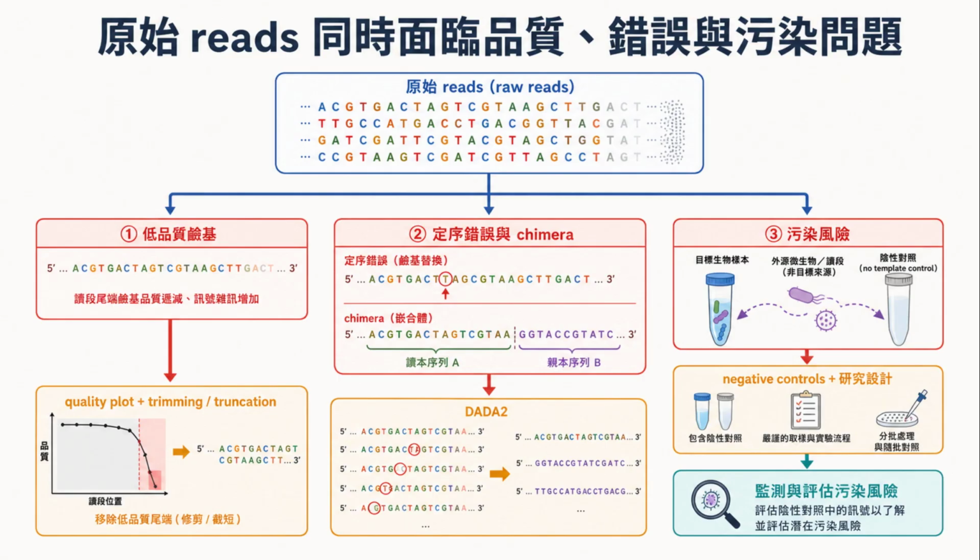Newly obtained raw reads cannot be treated as reliable biological results because they may face three types of problems at the same time. First, quality may gradually decline toward the ends of the reads, making appropriate filtering and truncation necessary. Second, sequencing errors and chimeras produced during PCR can interfere with the inference of true sequence variants. DADA2 can address this by building and applying an error model. Third, we must also consider the risk of contamination introduced by reagents, handling, or the environment. Negative controls can help us monitor and assess contamination, but they do not automatically remove contaminants from the data.